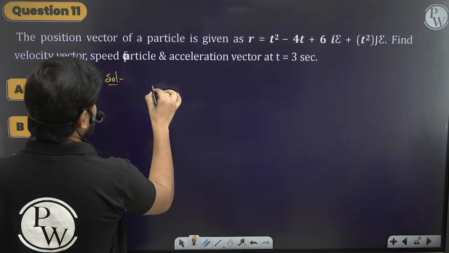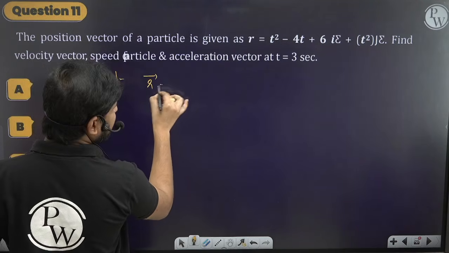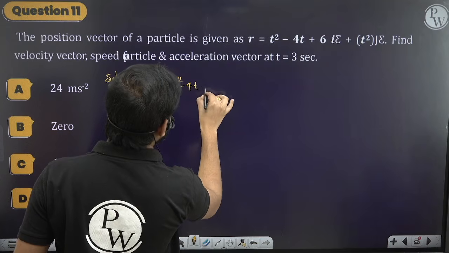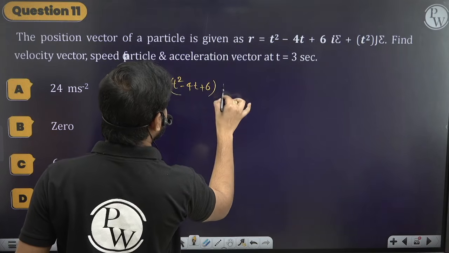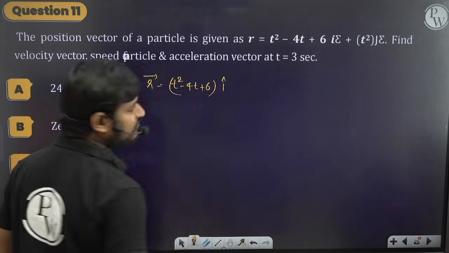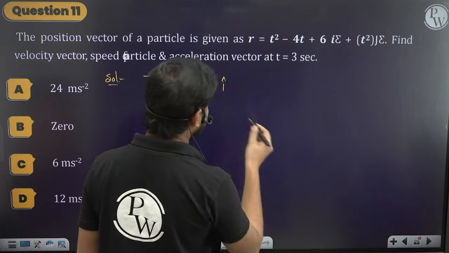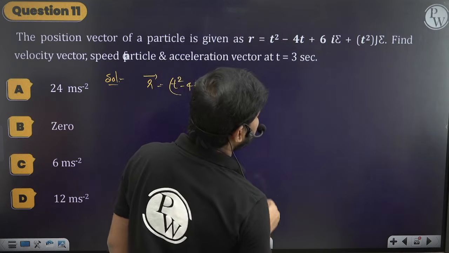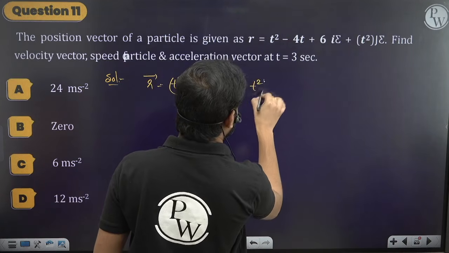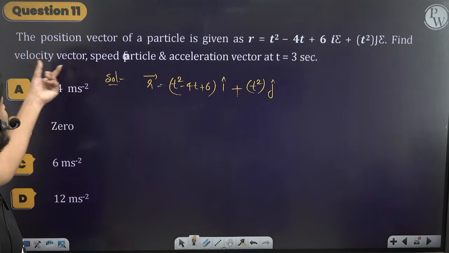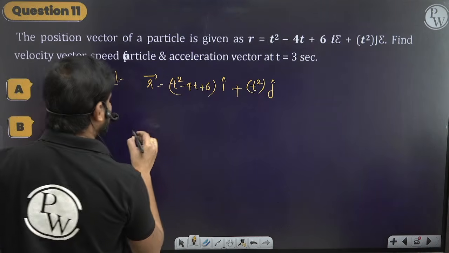So see here. The position vector is given as t square minus 4t plus 6, and that's I cap. The printing is given wrong here. I cap, j cap, k cap in vectors are the respective directions x, y, z. So plus t square j cap. Fine. So find the velocity vector. What is the velocity vector?